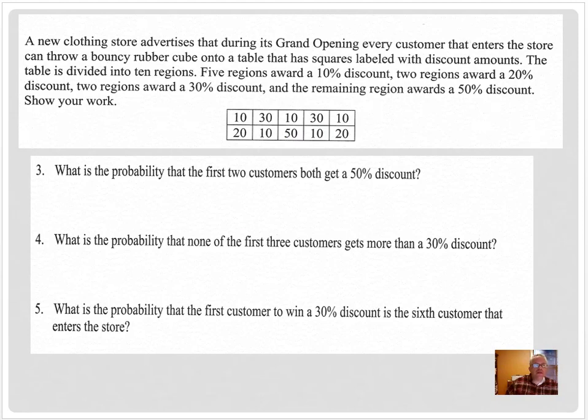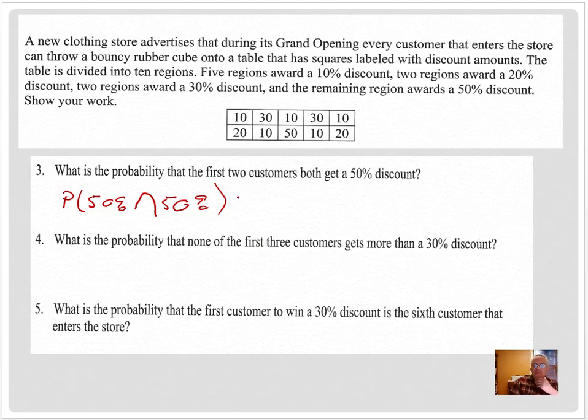All right, this is the same kind of problem, just a couple more parts. So what's the probability that the first 2 customers both get 50%? So that's the probability that the first customer gets 50% discount, and remember that's intersection, the second customer gets 50% off. Now, these are independent. The first one rolls the cube and gets 50%. That doesn't affect the second guy at all. Whatever the first guy gets doesn't affect what the second person gets.